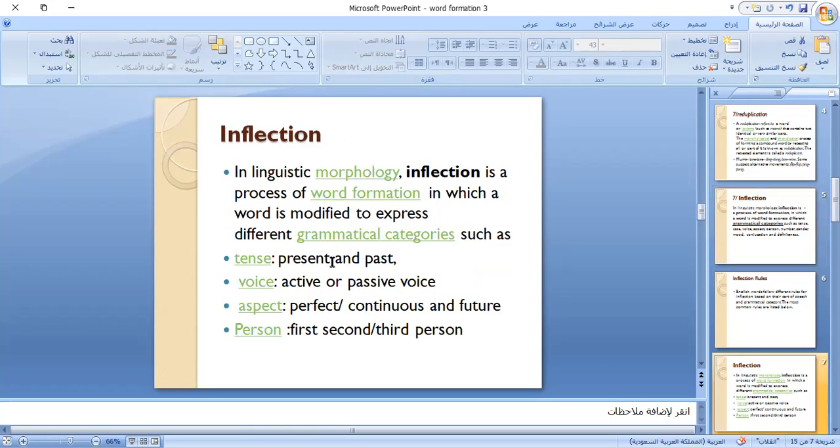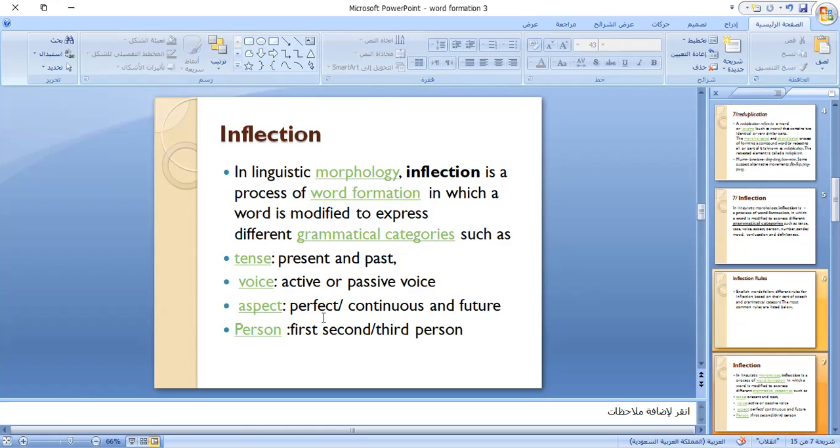For example, here are the grammatical categories such as tense, from present to past. Play, when you add the morpheme ed, it becomes played. A different word in meaning, although related, but it indicates another form of the verb and indicates a new meaning. Play is not like played. Now, voice, active and passive voice. For example, the window was broken, or someone broke the window.